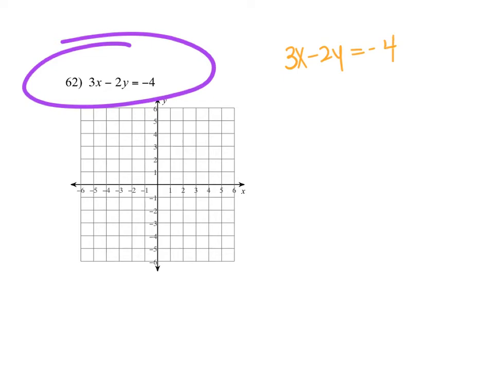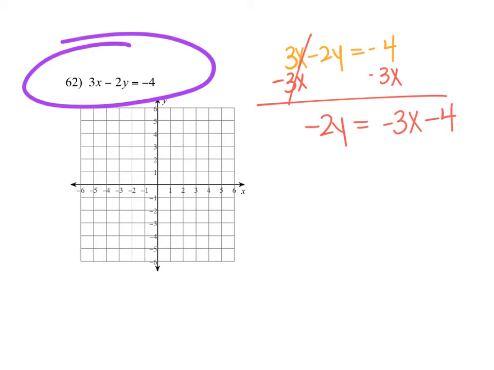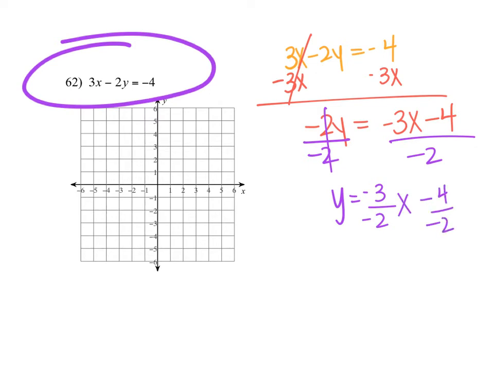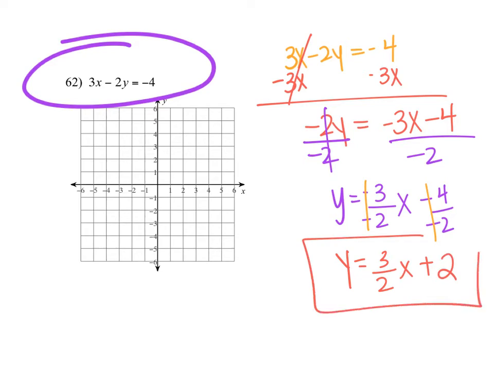I'm going to isolate my y variable. So I'm going to subtract 3x. So I get negative 2y equals negative 3x minus 4. And then I'm going to divide by negative 2. So y equals negative 3 over negative 2 x, and then negative 4 over negative 2. And I can simplify these because a negative divided by a negative is a positive. So ultimately I have y equals 3 over 2 x plus 2. So now I know where to graph.